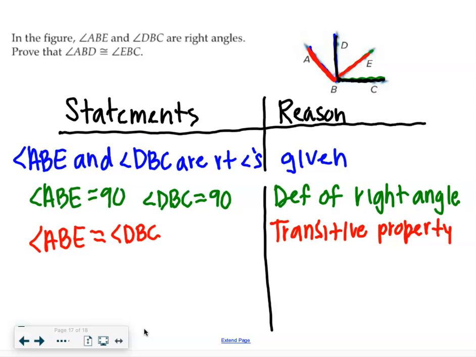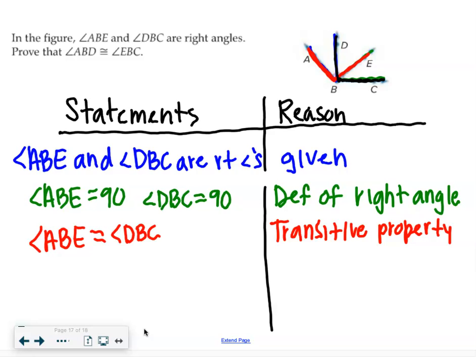Is there a difference between substitution and transitive? Substitution would be just replacing one thing for something else, and transitive would say one into a whole. Okay, now what would make sense to write? ABD equals DBC? No.